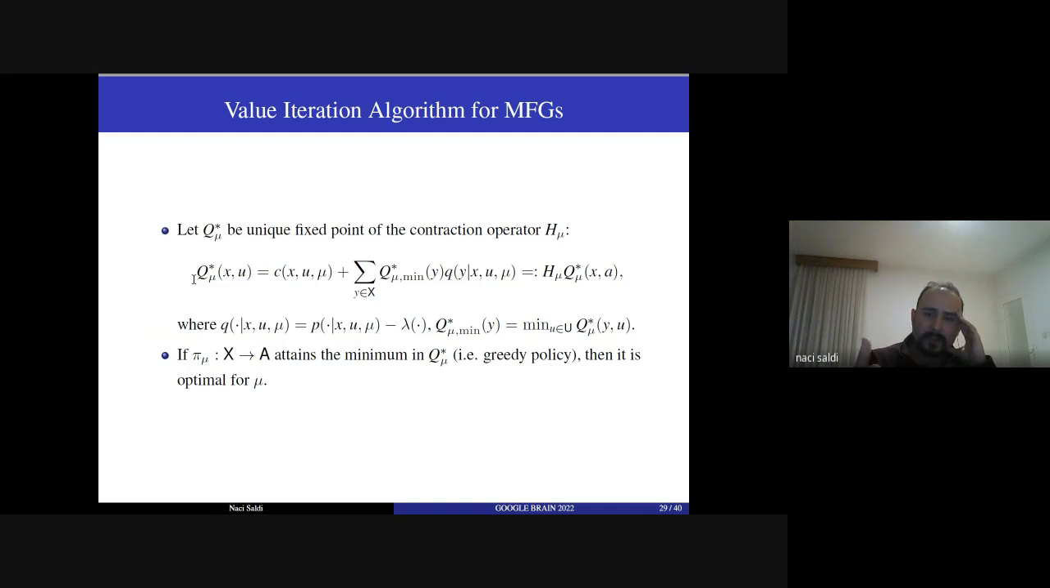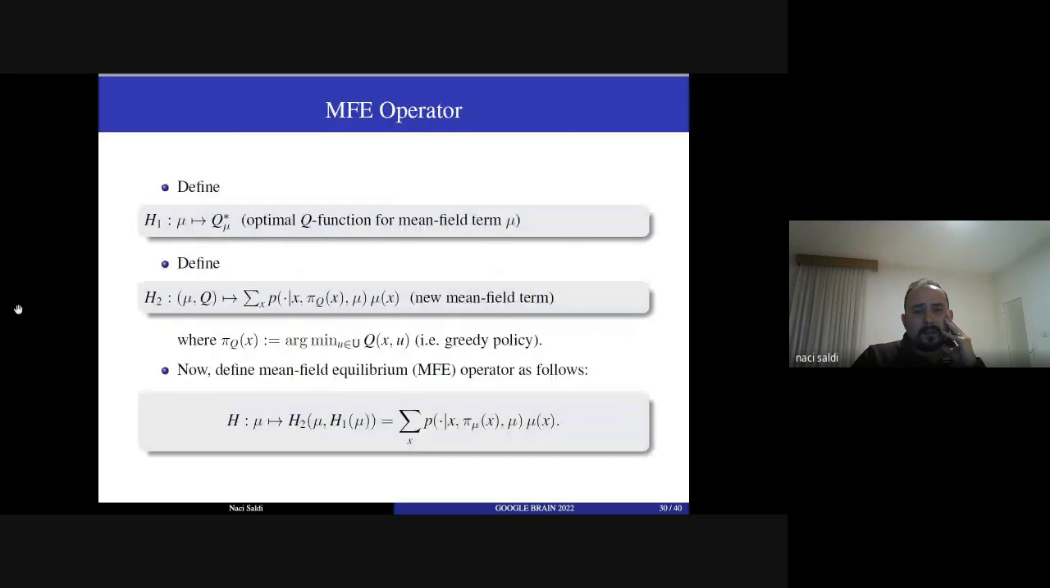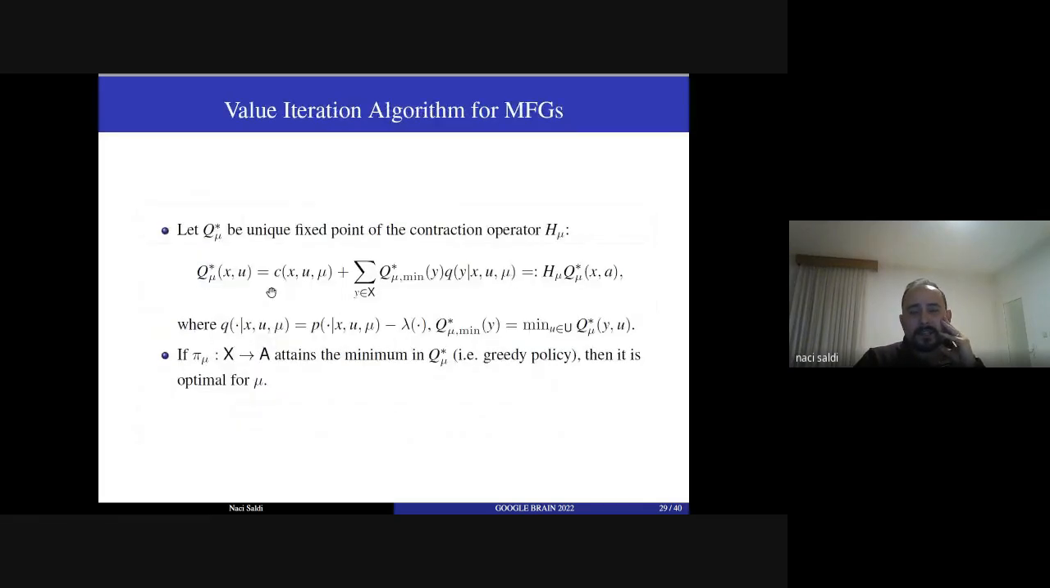And why is this Q function important or useful? Because the policy pi mu that minimizes this Q function is indeed the optimal policy for our average cost problem given any mu. So this is how you can characterize the optimal policy in average cost problems if you have this minorization condition. And since this operator is a contraction, by iteratively applying this operator to Q functions, you can eventually obtain the Q mu star for any mu.